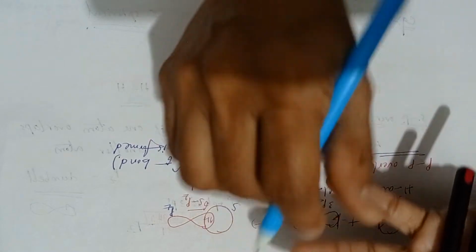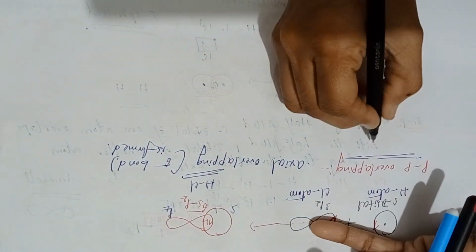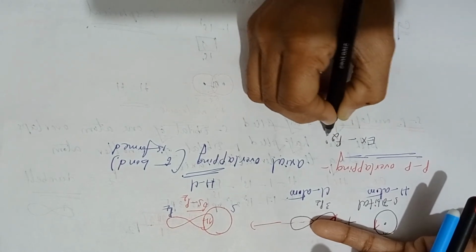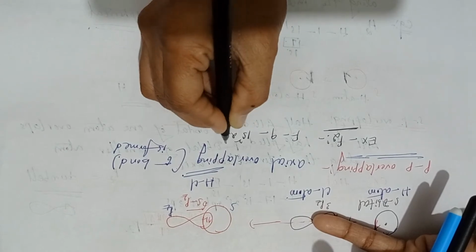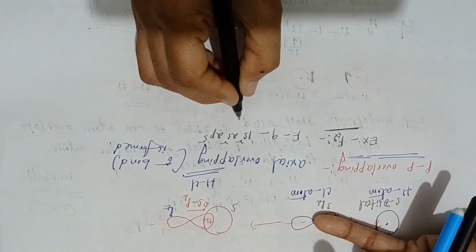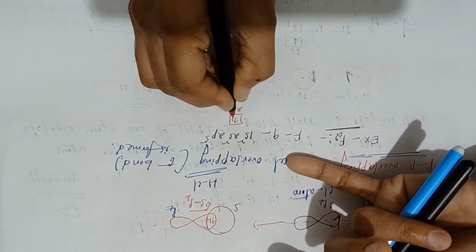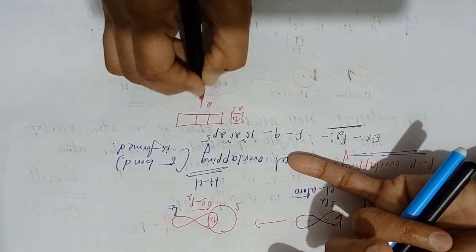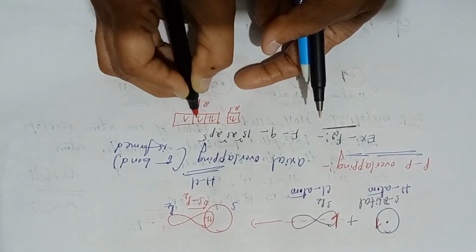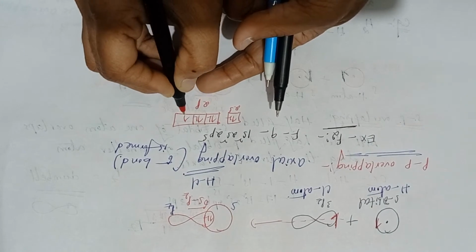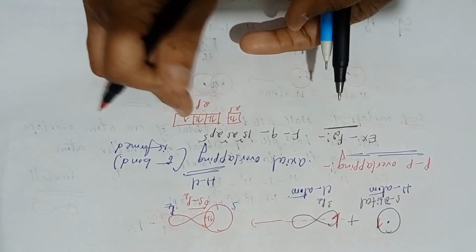Here I am taking the example of pp overlapping, students. Example, the fluorine F2 molecule. Fluorine atomic number is 9: 1s2, 2s2, 2p5. That means in 2s, 2 electrons, and in 2p, 5 electrons are there: 1, 2, 3, 4, 5. One half filled. Are you clear? Px, py, pz. This is the pz orbital half filled.